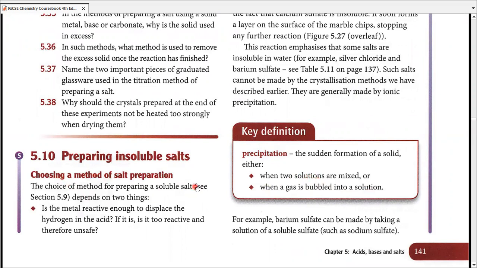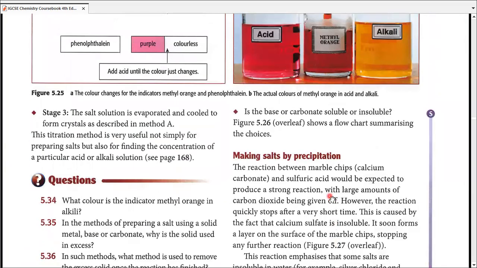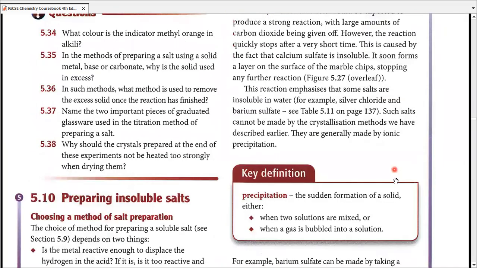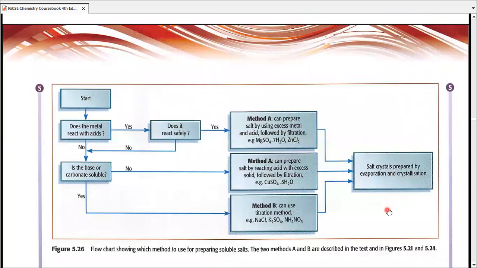Now, choosing a method of salt preparation is very important. If the metal is reactive enough to displace hydrogen in the acid, it's too reactive and therefore unsafe. Then, is the base or carbonate soluble or insoluble? If it is insoluble, we have a different method. If it's soluble, we have a different one. So this is the whole thing which gives you an idea of what we can actually use. Now, consider we're going to start. Does the matter react with acid? If it does, does it react safely? If it does, then what do we do?